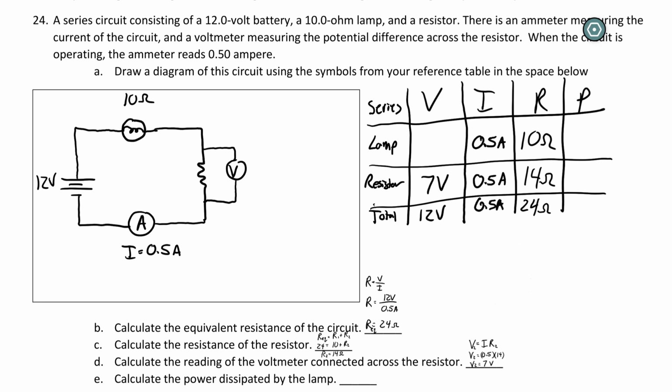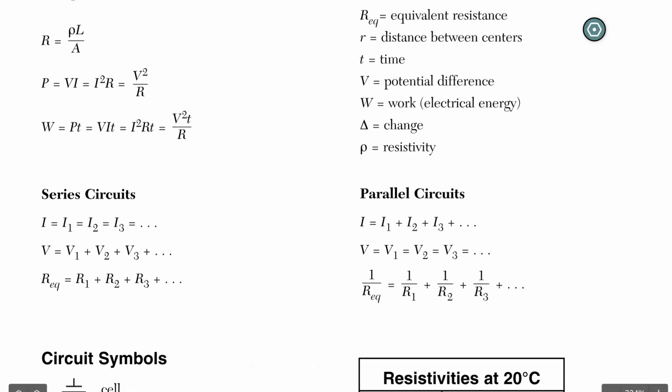Nice, nice. And part E says calculate the power dissipated by the lamp. The lamp is this row here. And we do have enough information to calculate the power. We have I and R. We don't have V, so we don't want a power equation with V. And we're going to look in our reference table for a power equation with I and R. So here's our list of power formulas.